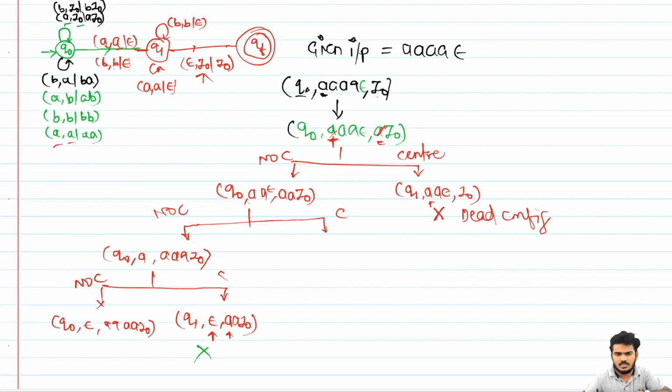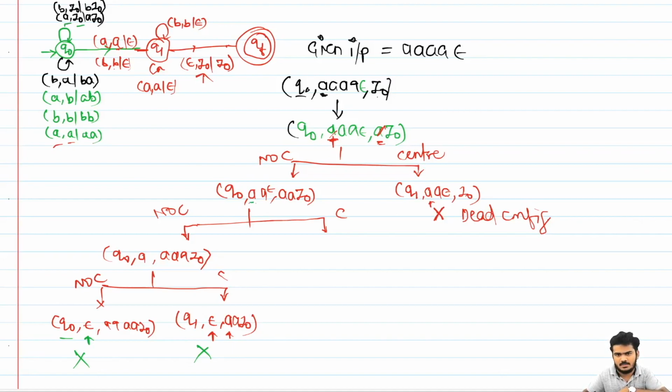In this way also, suppose I am in Q naught and the input is epsilon. The input is epsilon, and there is no such transition available in the PDA. So here also we are ending in a dead configuration. So let's solve this one.